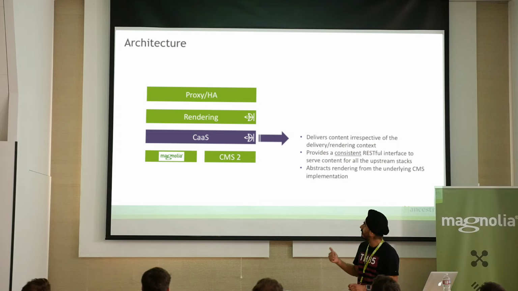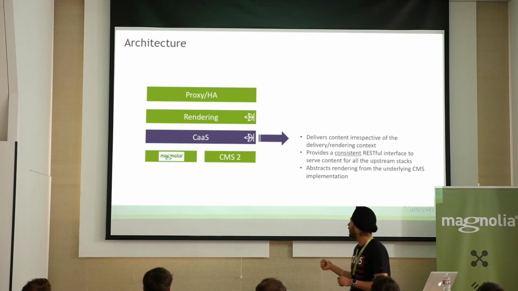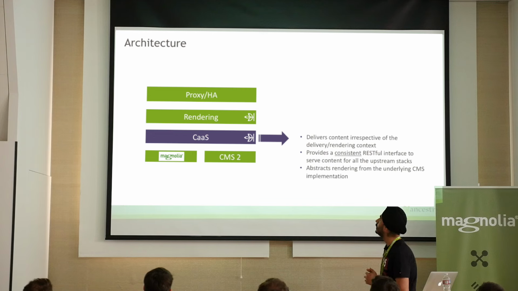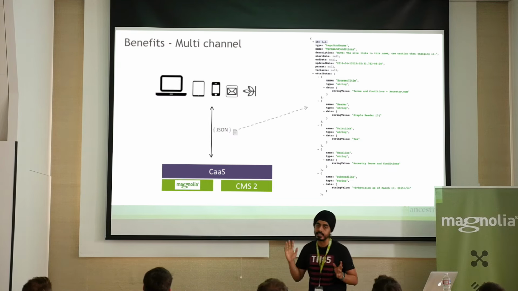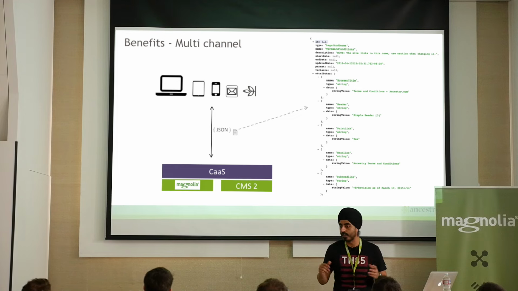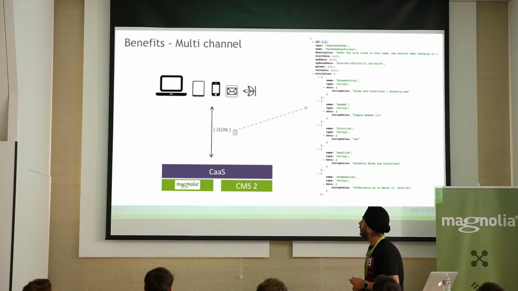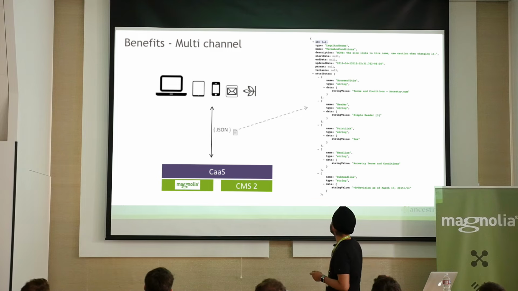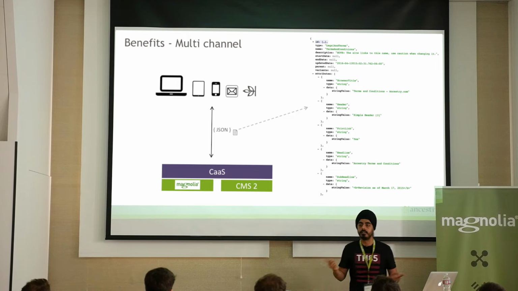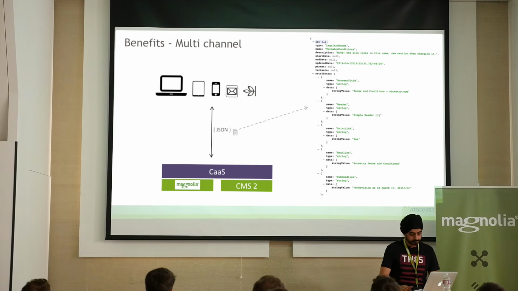All right, so this is the benefit that I was talking about. If we have a consistent RESTful interface, we know that we can use the same data across multiple channels. If it is an email campaign, if it is our mobile app, if it is our custom rendering layer. So this is a sample example of how we send data back, right? It's basically key value pairs, and that's all it does, just content.